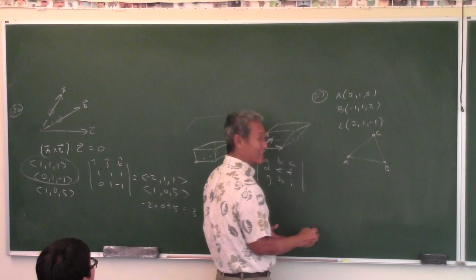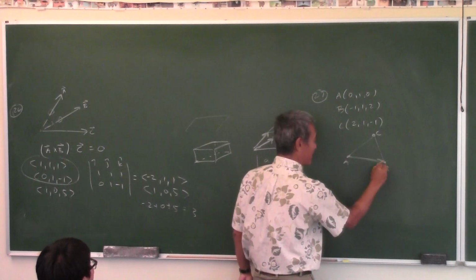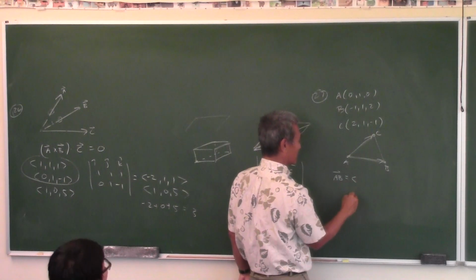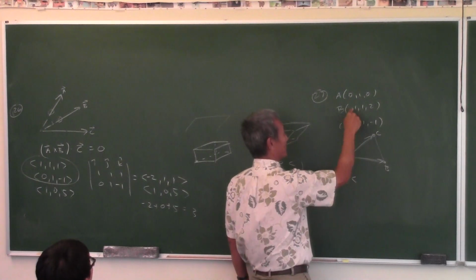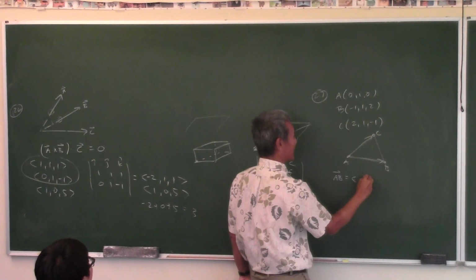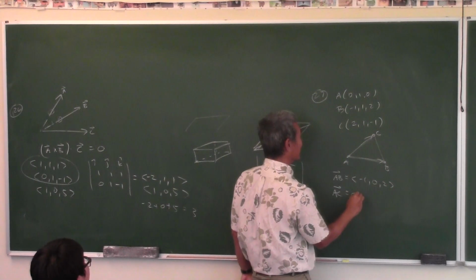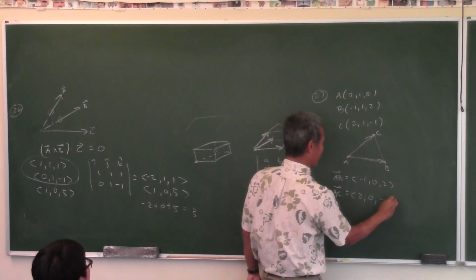I think we did this on the video. Pick any two of these vectors. How about AB and AC? Componentize them. AB is what? Head minus tail. Negative 1, 0, 2. Now vector AC, head minus tail: 2, 0, negative 1.